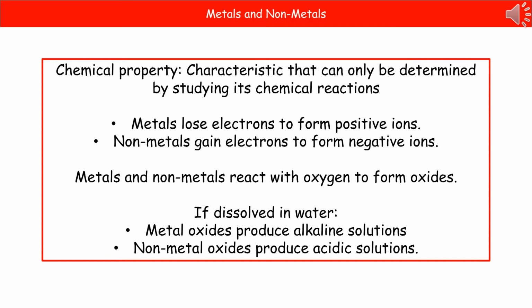So we know that metals lose electrons to form positive ions, whereas non-metals gain electrons to form negative ions. We know that metals and non-metals react with oxygen to form oxides, and if we dissolve them in water, metal oxides produce an alkaline solution, whereas non-metal oxides produce acidic solutions.